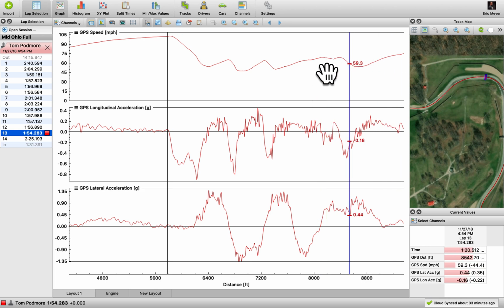Look over at the track map. Here's where he begins his braking, his deceleration. And he decels right to here, and then he goes back to throttle. Can you see that? That's what his feet are doing. Let me show you that again.